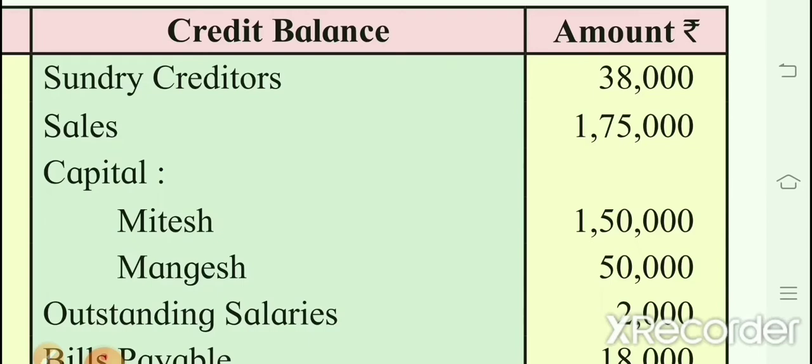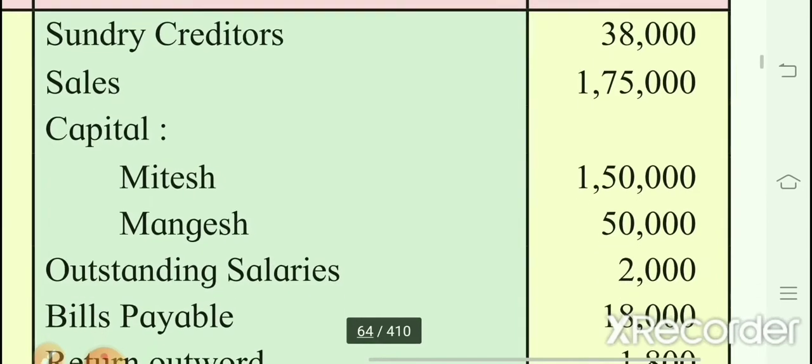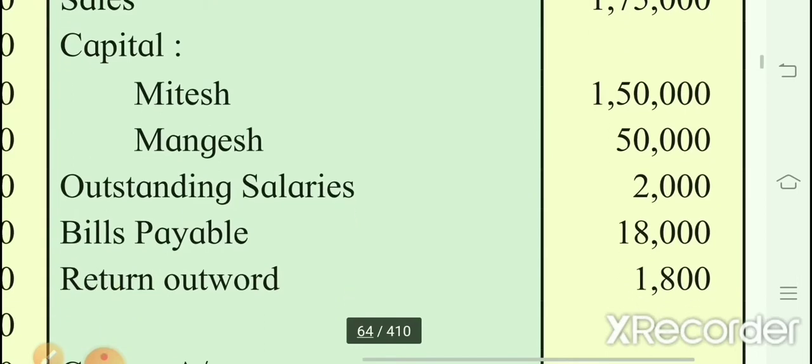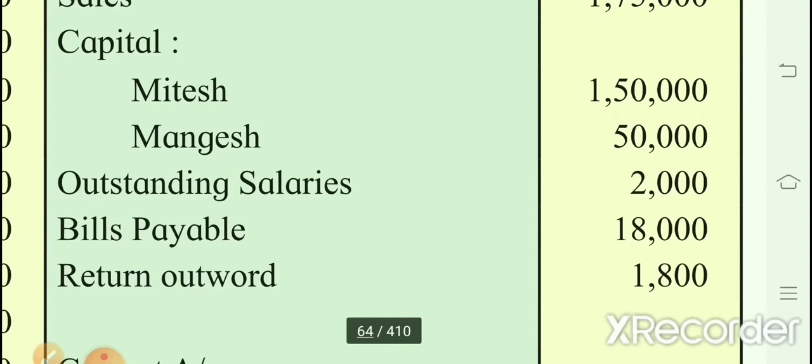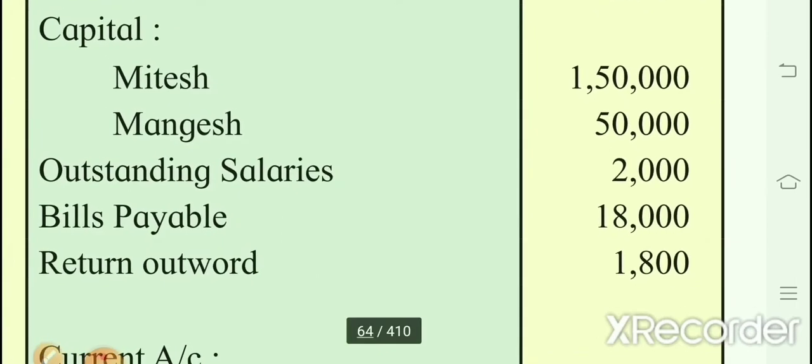1,73,400 on outer column. Next, capital balances. Now the capital balances of partners will be written as it is in our balance sheet. That is, on liability side, write capital Mitesh 1,50,000, Mangesh 50,000 on outer column. As this problem is based on fixed capital method, we cannot change the amount of capital.